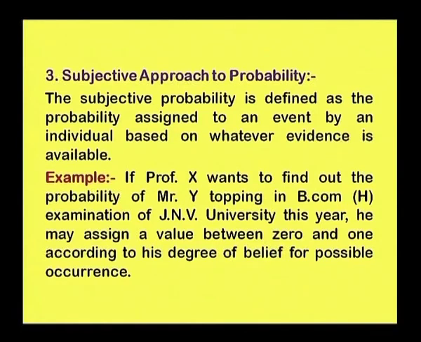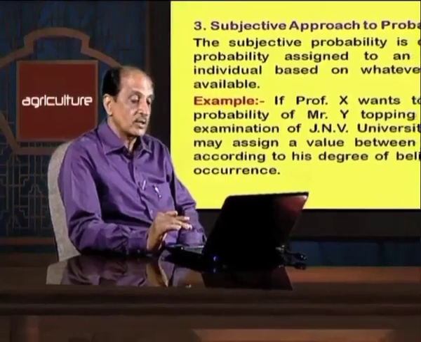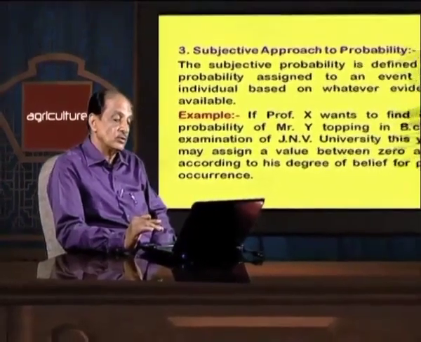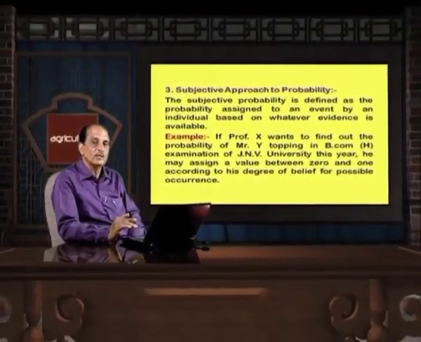Now, in this connection, this example is very useful. If Professor X wants to find out the probability of Mr. Y topping in the BCom honors examination of JNV University this year, he may assign a value between 0 and 1 according to his degree of belief for possible occurrence. So, in order to find out the possibility in this case, he has to assign the probability, say 0 to 1, and this is assigned on the basis of the surrounding circumstances.